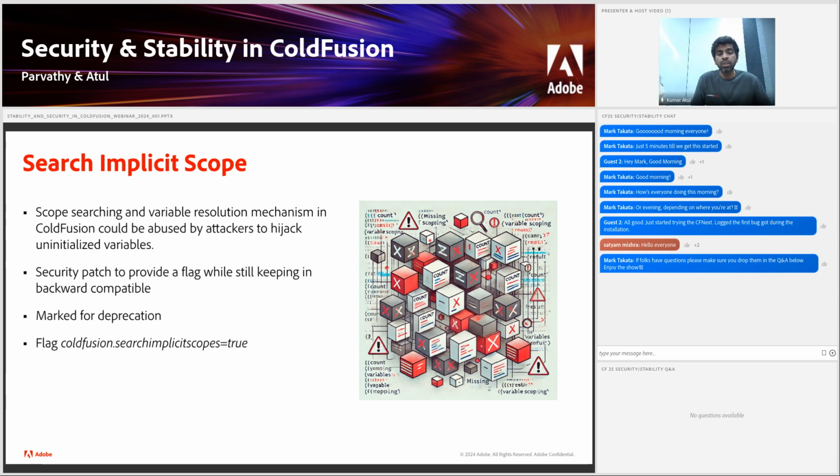So why did we provide a flag? We know that users are using this functionality extensively, so we don't want users to break their own code. We still provide a backward compatible flag, but it is marked for deprecation, and we strongly suggest that users migrate their code to use completely fully qualified names for their variables. Next, we'll see in the upcoming slides how this implicit scope vulnerability can be used alone, and how it opens a channel for more kinds of attacks.